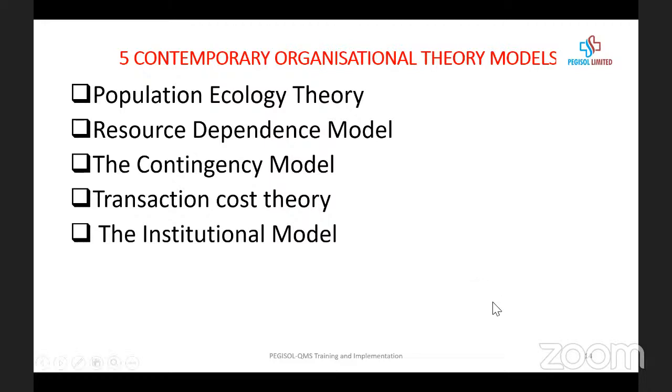I hope that is clear enough for us. So I can put it on the comment section. Read population ecology theory, resource dependence theory, the contingency theory, transaction cost theory. Some of us would have read this, those of us that are taking these courses on the website. Institutional theory. In fact, from the way the name sounds, you should be able to almost get a grasp of it. Okay, I hope that is taken.